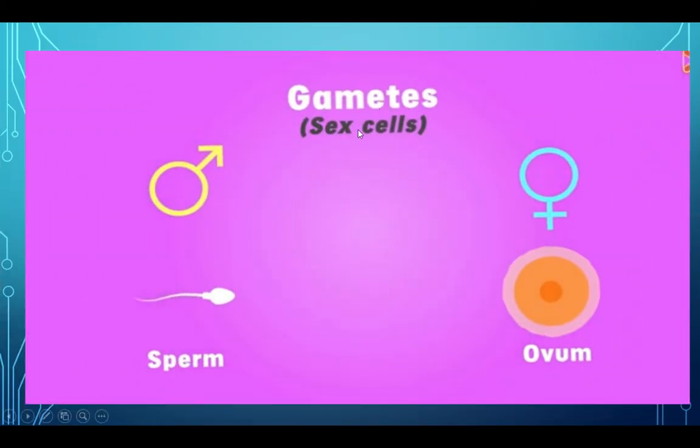See, the gametes, or sex cells, are produced by the primary reproductive organs. So this is the symbol for male. The gonad, I told you, is the primary reproductive organ. This is the symbol for male and this is the symbol for female. So what gamete does the male produce? Sperm. The female produces the ovum. Ovum is the egg, or ova.